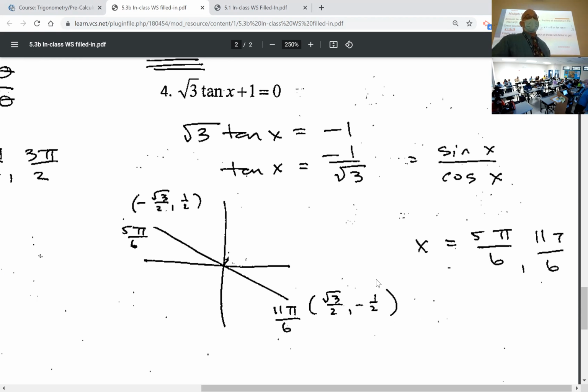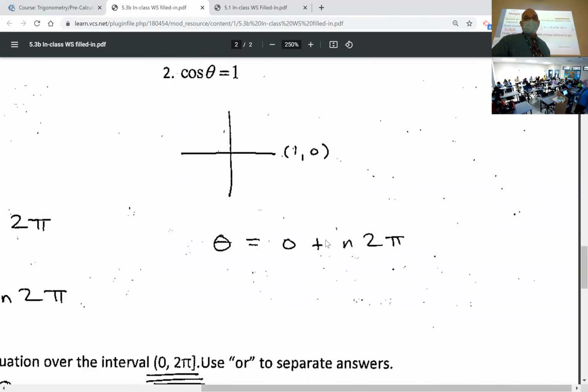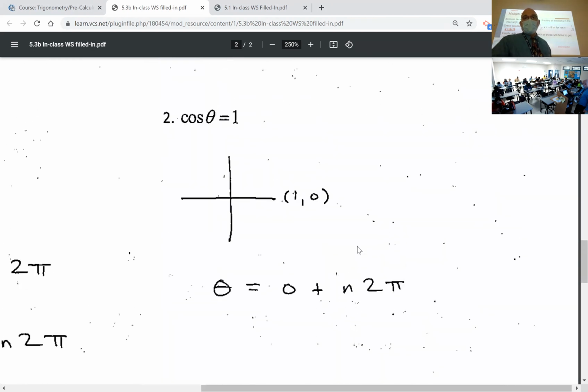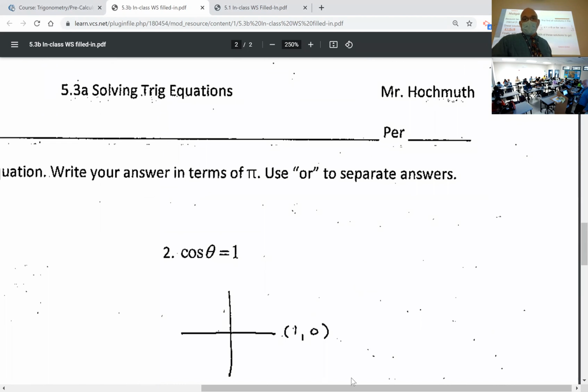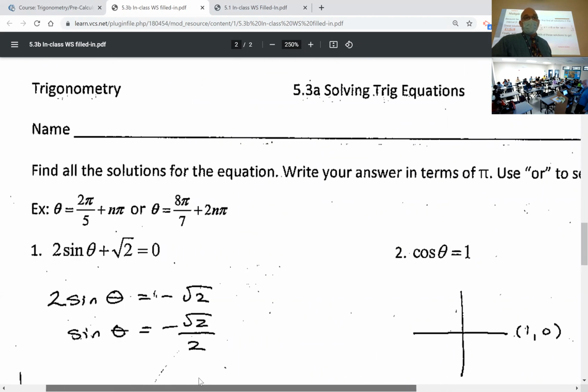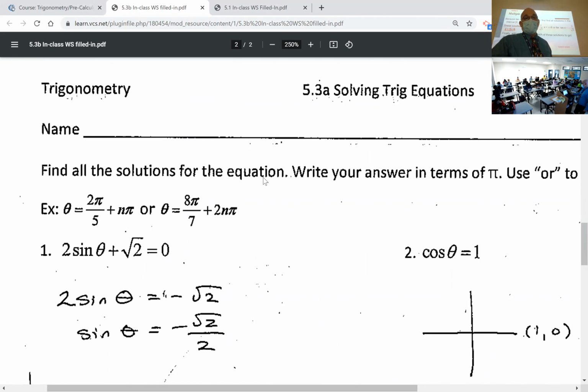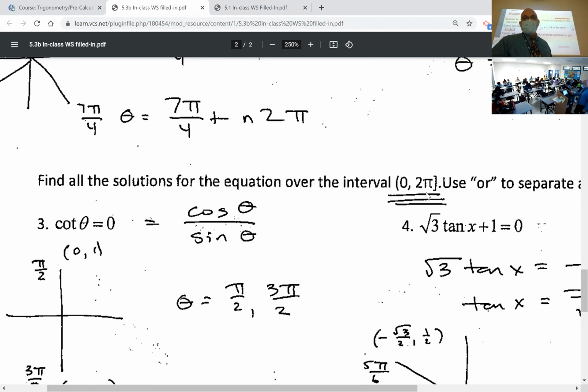I have a question on 1 and 2. When do you put n pi and when? Good question. If it says find all solutions, or find the general solution for the equation, it's going to want it in this form with the plus n pi or plus 2n pi. If it says over the interval or in the interval 0 to 2 pi, then you don't need to do it. It's just asking for those answers, okay?